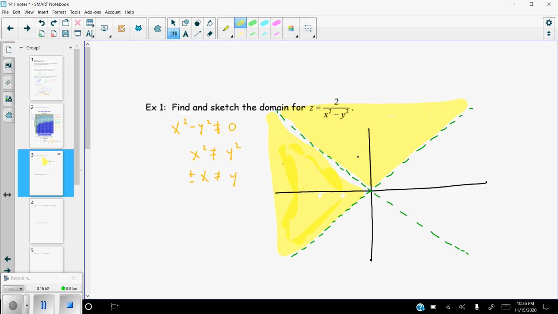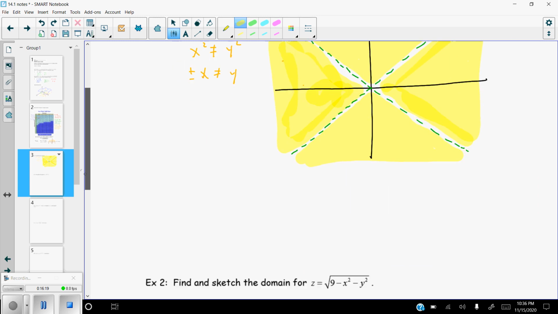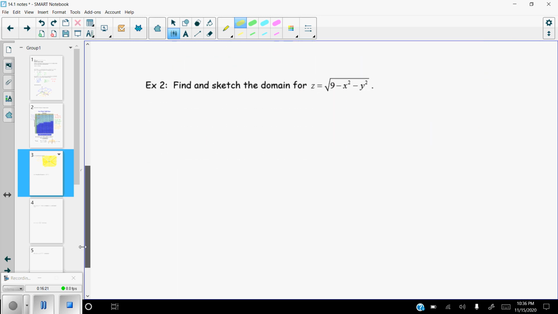There probably is an easier way to do this, but this is just what I thought of. Everything that's not that dotted line. There we go. I'll try and come up with an easier way for future problems, but that's it. That's kind of a sketch of your domain. Okay, let's do another one.